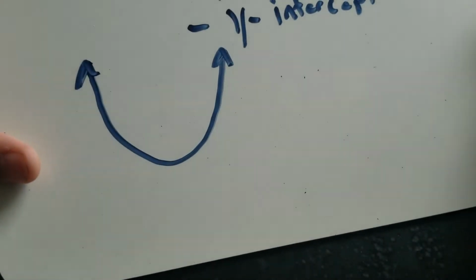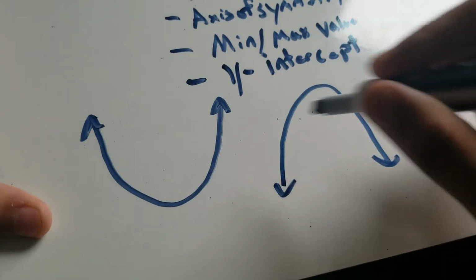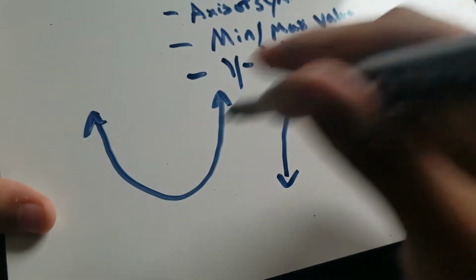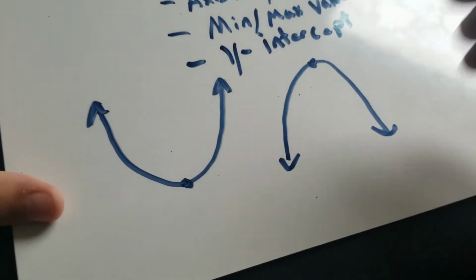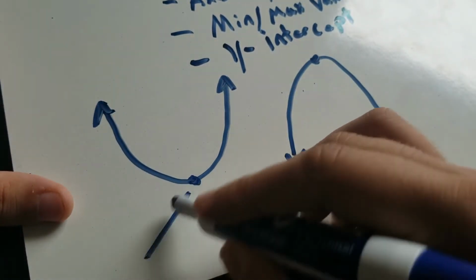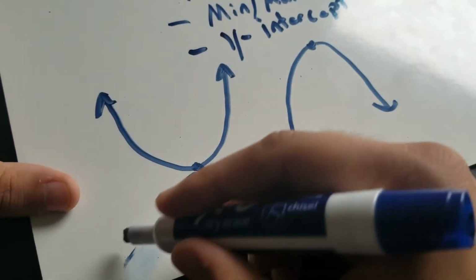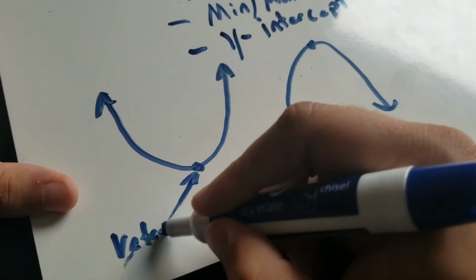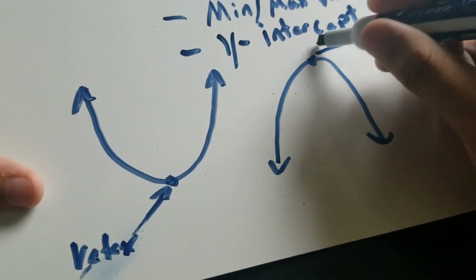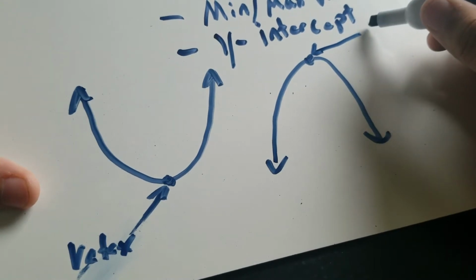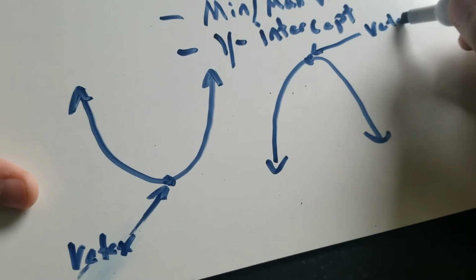So this right here is your parabola. And I'm just also going to draw an upside down parabola. Okay? At the bottom, or in this case, the top of each parabola is the vertex. So right here is the vertex. I made this arrow too long. So the vertex is the tip of the parabola. Either the top or the bottom. It is always the tip of the parabola.